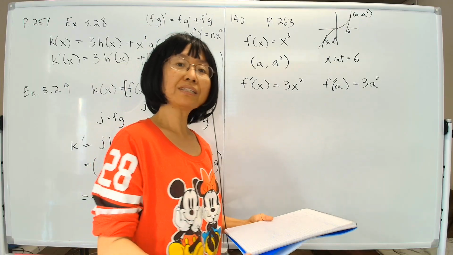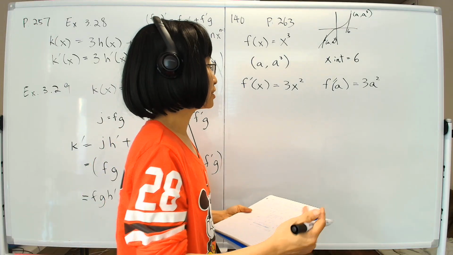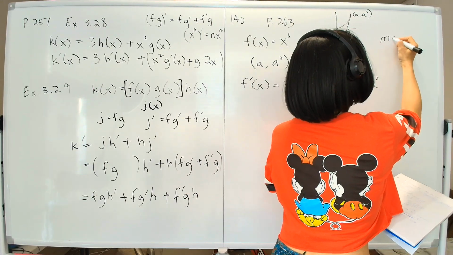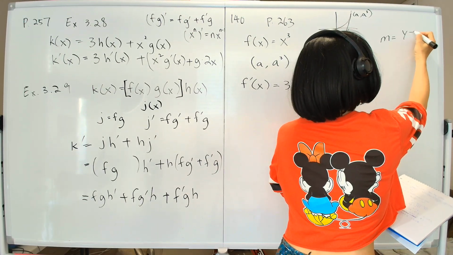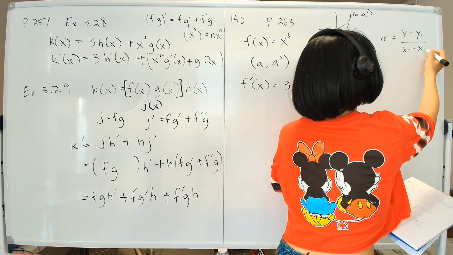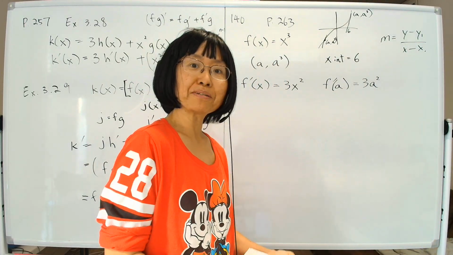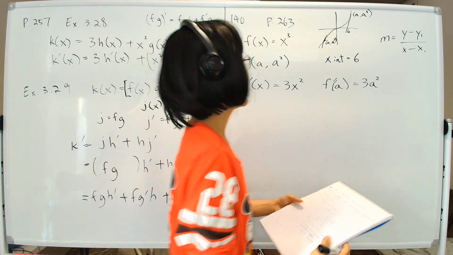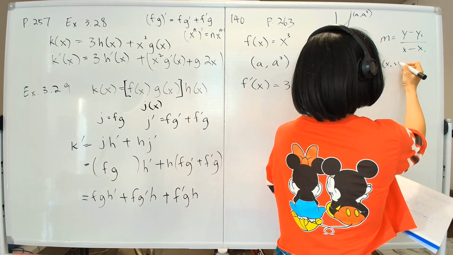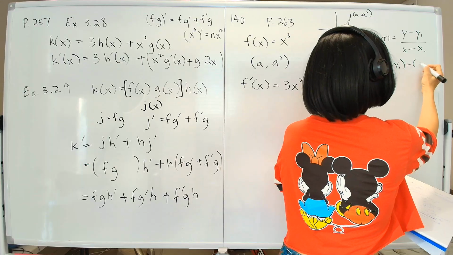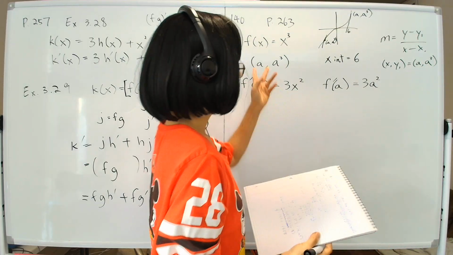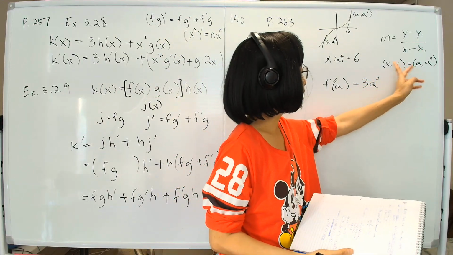The equation of the tangent line, as always, we're going to use the point-slope formula, which says this: m equals y minus y1 over x minus x1, where m is the slope. That is the point-slope formula, which you totally need to memorize. In this case, our x1 and y1 equal a and a cubed, because that's our point.